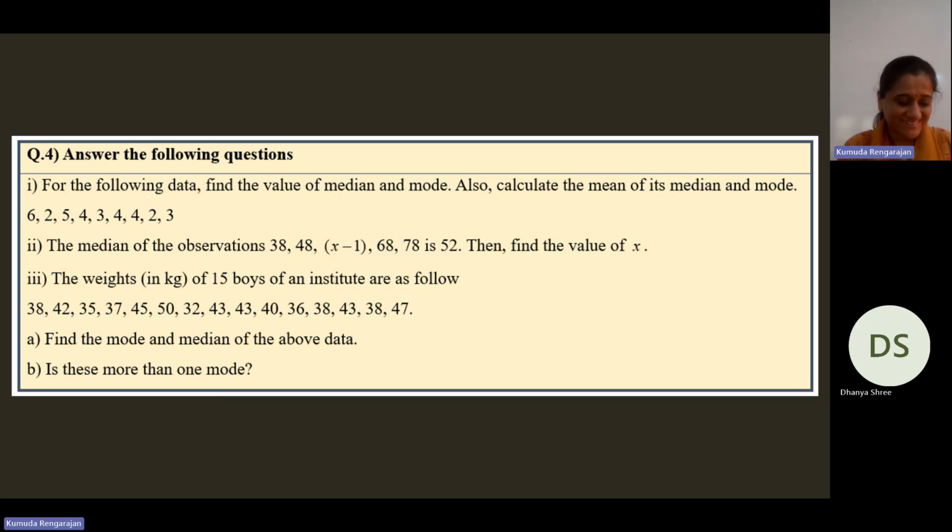I hope. Yeah, I've sent it. I have sent it. Yeah.